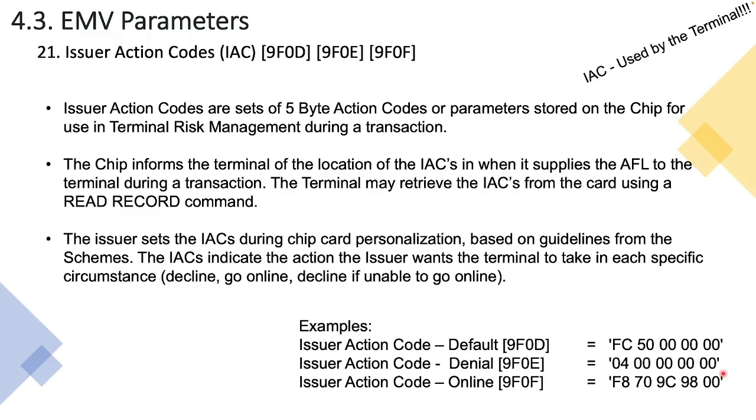So these are just sample values of what issuer action codes will look like when personalized to the card. What you'll see is we have a set of 3. We have issuer action code default, which is tag 9F0D, issuer action code denial, which is tag 9F0E, and issuer action code online, which is tag 9F0F. Okay, and when we write these issuer action codes to the card, we write them as a 5-byte hex string, and it'll look like this, right? These are just basic samples.